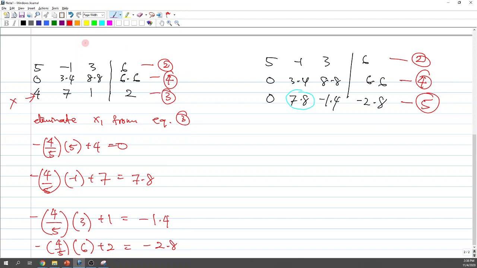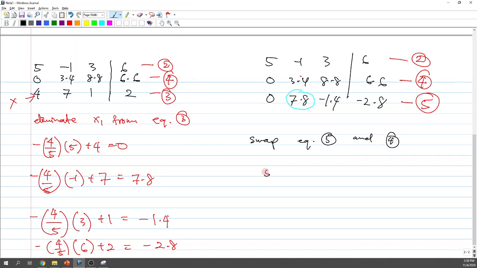before we eliminate, we need to look at the number. Okay, either which one is the maximum, either this or this. So from here we can see that 7.8 is more than 3.4. So then we need to swap. Okay, so we write swap equation 5 and 4.